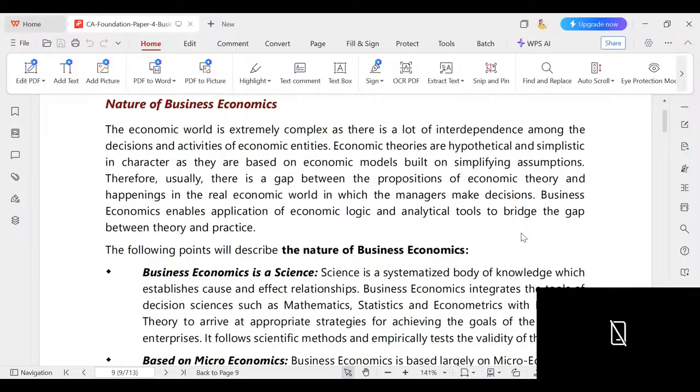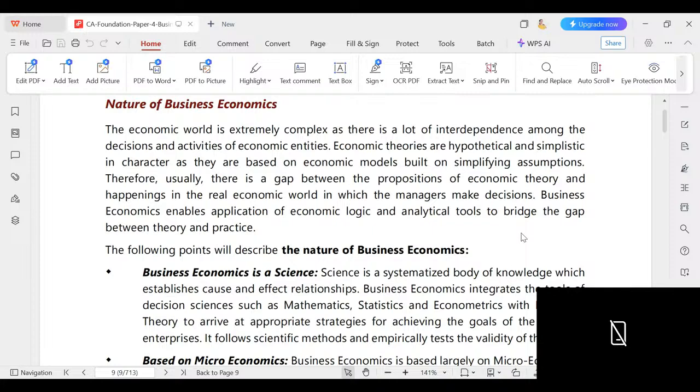Usually, the economic world is extremely complex because there is a lot of interdependence among the decisions and activities of economic entities. That is why economic theories are hypothetical and simplistic in character. They are based on economic models, so we have to build economic models with simplifying assumptions. Therefore, there is usually a gap between the propositions of economic theory and happenings in the real economic world, which is the manner in which managers make decisions.